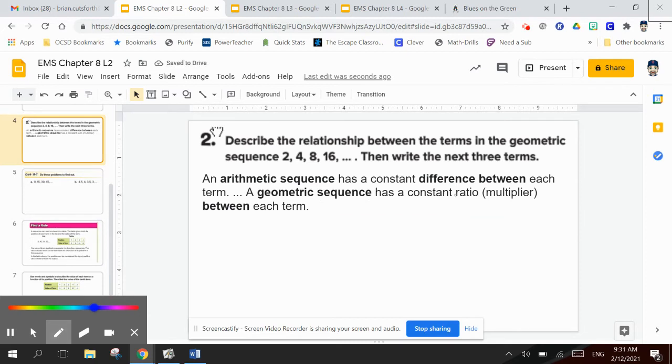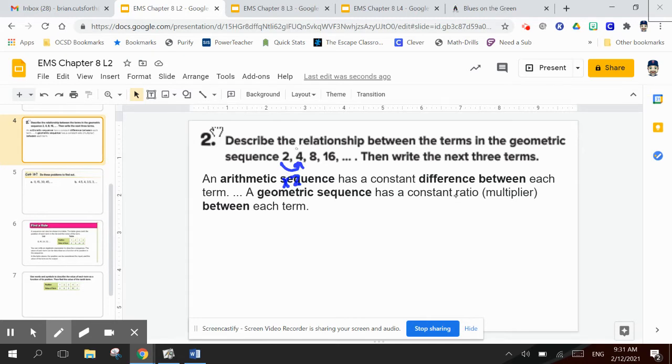Number 2, again, describe the relationship between the terms in the geometric sequence 2, 4, 8, 16, and then write the next 3 terms. So again, my algebraic expression, I'm either adding or subtracting. Geometric means I have to multiply. So what can I multiply by 2 to get 4? Well, I know 2 times 2 is 4.